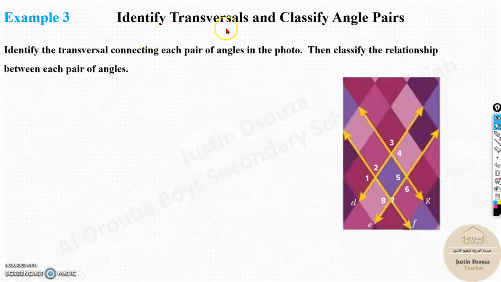So let's again identify transversals and classify the angle pairs. Identify the transversal connecting each pair of angles in this photo. Then classify the relationship between each pair of angles. So now over here, see, there are how many transversals? D, E, F, G. So now these are all the angles formed. They are not all given. Let's consider the first transversal D. We can see 1, 2, 3, and 4.